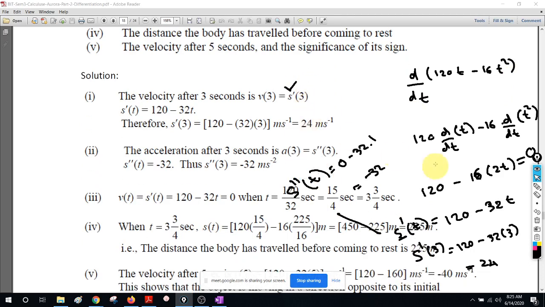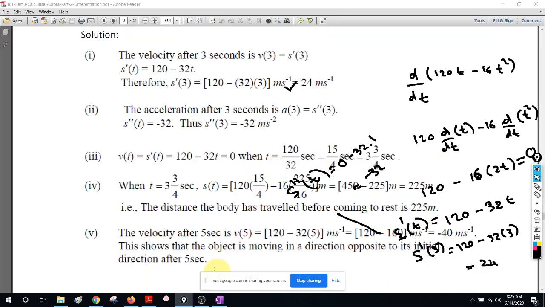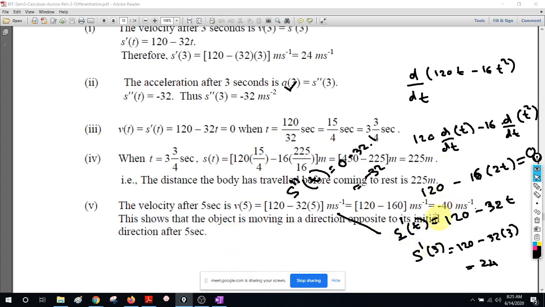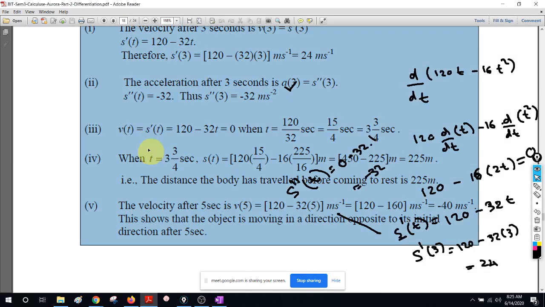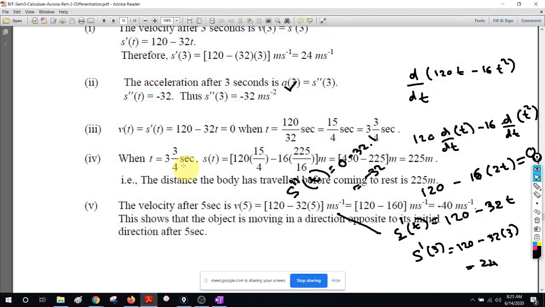After 5 seconds, if you get a negative value, that means it is coming towards you, it is not moving away. You can see that it is actually minus 40, that means it is not leaving you, now it is coming back, because it goes like this and then it is coming back like this. So think about those things.